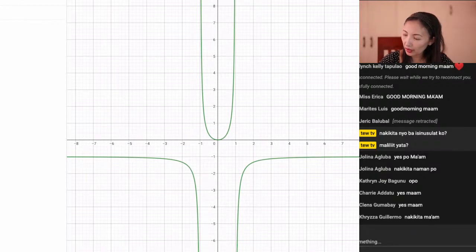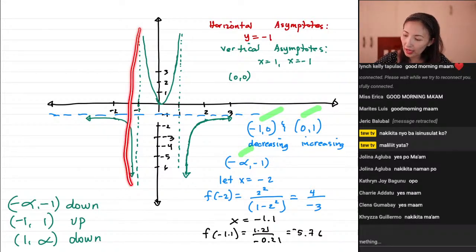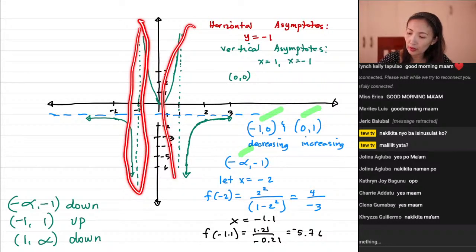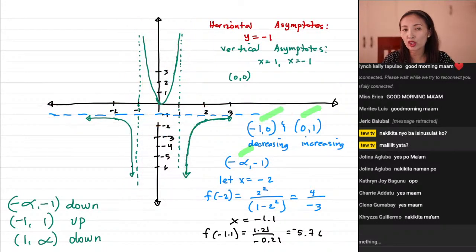So correct, our graph is correct. Compare it here now. It is the same as the graph generated by GeoGebra. So how do we call these lines? Once again, these are the vertical asymptotes, and this is the horizontal asymptote. How do we identify the vertical asymptotes? Check the denominator for values that will make it 0. And for sure, that will give the vertical asymptote.